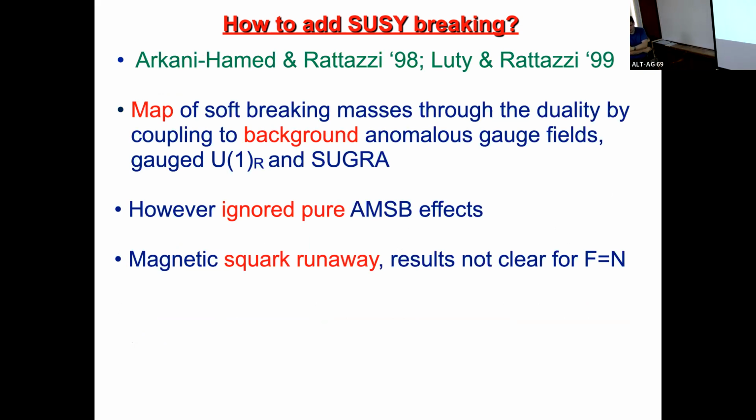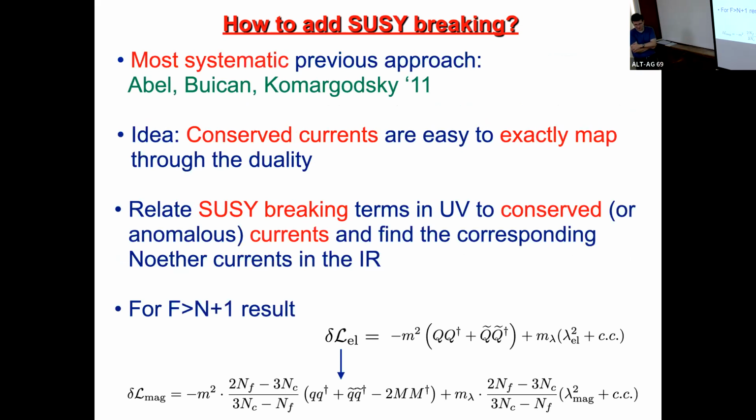Now, later on, there was a lot of effort by Nima and Ratazzi and Marcos and Ratazzi. So they were trying to map the soft breakings by coupling it to a background anomalous gauge field, gauge U1R and supergravity. So this is now starting to become very similar to what we are interested in. However, what they did is they ignored the pure anomaly breaking effects, anomaly mediated SUSY breaking effects, yes? And that's what we will be actually trying to do. So again, it wasn't quite exactly the theory that we are interested in.